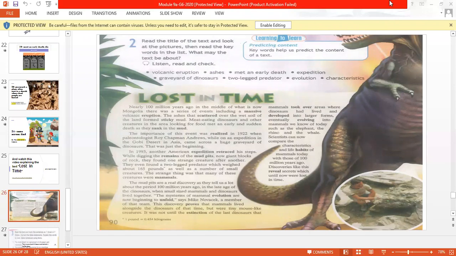Nearly 100 million years ago, in the middle of what is now Mongolia, there was a series of events, including a massive volcanic eruption. Massive volcanic eruption, very big volcanic eruption. The ashes that is scattered over the wet soil of the land, and I said grade 6, ashes scattered, sorry, means to spread far apart from each other over the wet soil. Wet soil, it was soil that was wet, and when the soil is wet, it changes into mud. The wet soil is called the mud. Of the land formed sticky mud.